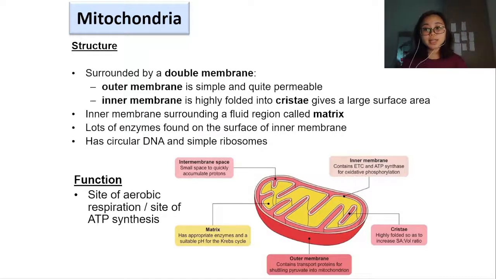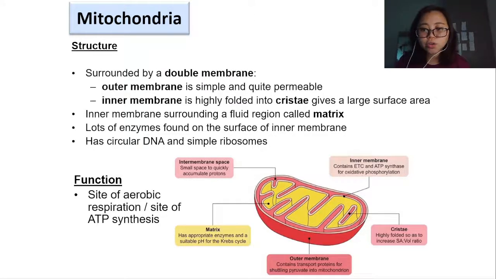Alright, the next organelle is something that we are all very familiar with. It is the mitochondria. So, ini adalah organelle paling biasa kita cakap. Ini adalah mitochondria. Mitochondria is surrounded by a double membrane. You have an outer membrane which is simple and quite permeable, means bahan-bahan senang untuk keluar masuk. And you have the inner membrane, which is highly folded into cristae, which gives a large surface area.